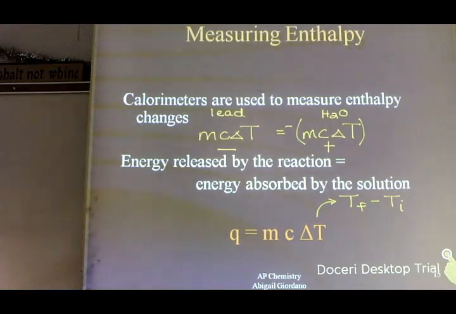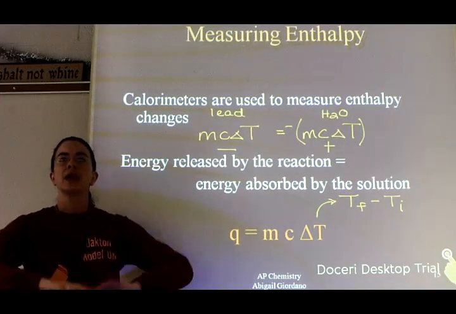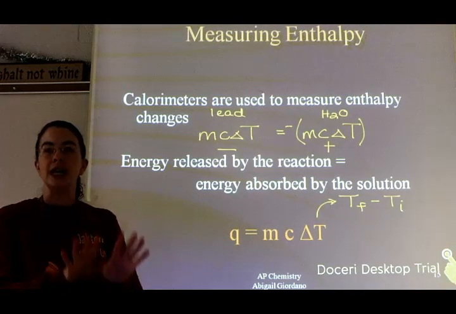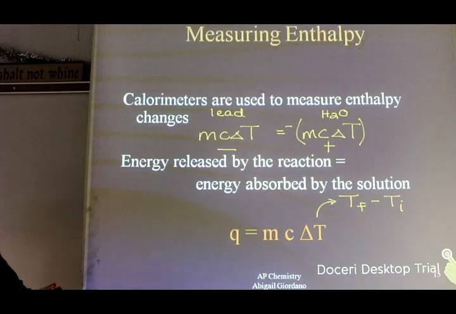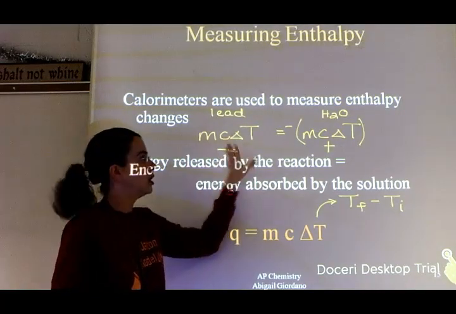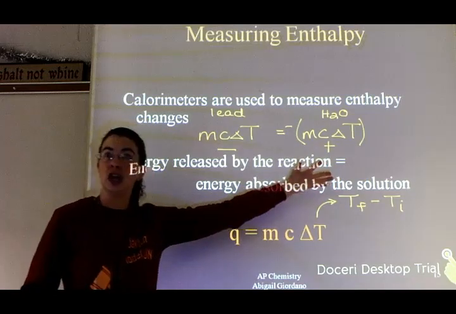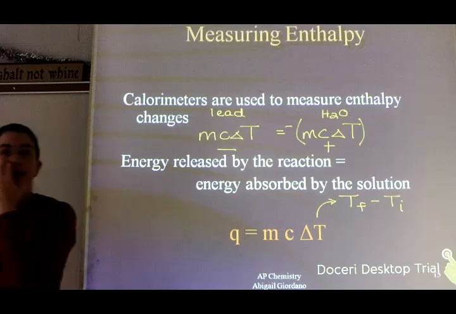Okay, so here's the take-home message. In any kind of calorimetry situation, you'll have two parts. One thing is releasing heat, one thing is absorbing. Their energies are equal but opposite in sign. Because one thing will be losing heat, exo. One thing will be gaining, endo. Equal but opposite in sign.